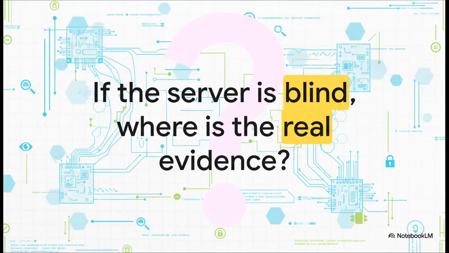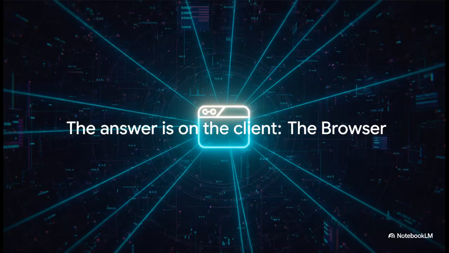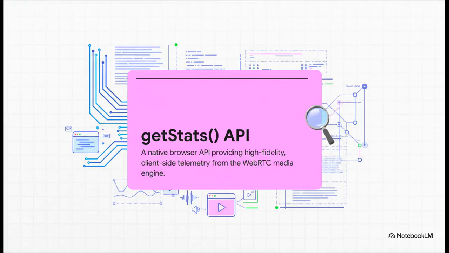So the big question is, where do we find this evidence? If it's not on the server, then what holds the key to unlocking the user's reality? The answer, it's almost too simple, but it's incredibly powerful. The browser. The whole time, the single source of truth has been sitting right there, on the client's machine. And the tool we're going to use for this investigation is the getStats API. It's a native part of the WebRTC standard, built right into every modern browser. It gives us this raw, unfiltered data straight from the media engine itself. It is the definitive source of truth.